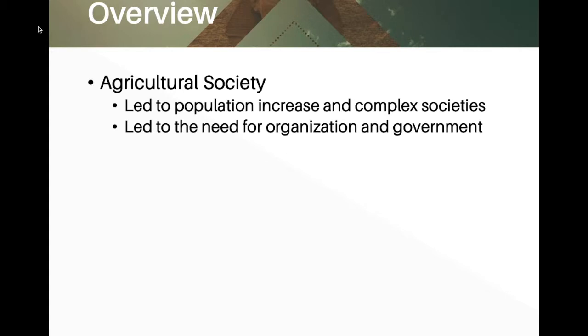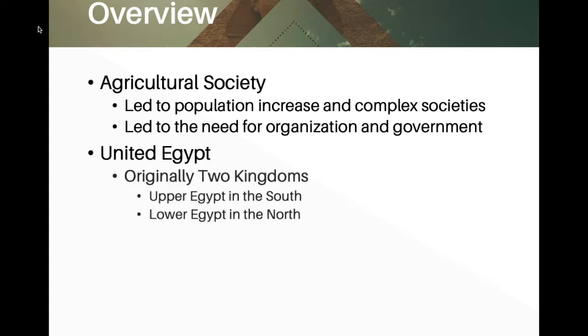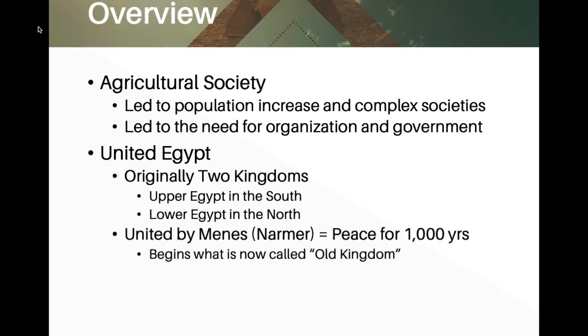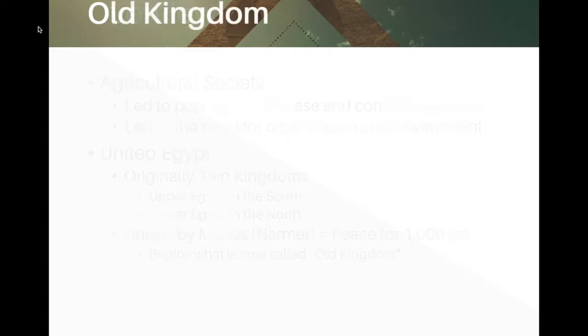of ancient Egypt. So they became united, and this united Egypt was originally two kingdoms, Upper Egypt in the south and Lower Egypt in the north, like we saw on the map just a second ago. And they were united by Menes. Sometimes this ruler, this king, is called Narmer, Menes. And after he united the kingdoms, they had peace for about 1,000 years. And this is what we would call the Old Kingdom of Egypt.